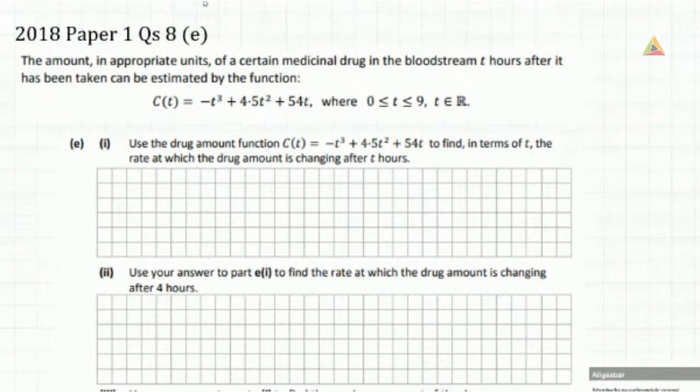This question says the amount, in appropriate units, of a certain medicinal drug in the bloodstream t hours after it has been taken can be estimated by this function. So C of t is equal to minus t cubed plus 4.5t squared plus 54t, where t is between 0 and 9 and t is a real number.